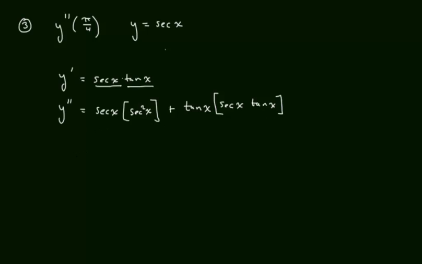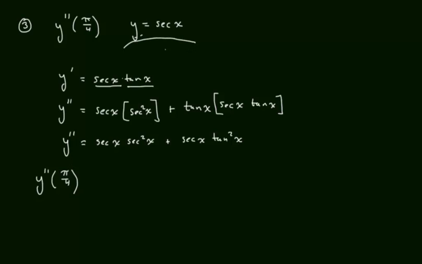And at this point, let's see. I'm going to keep this: secant x, secant squared x, plus secant x tangent squared x. So that's y double prime. So what we need to do now is find the value of that derivative at pi over 4. Meaning, let's not forget the interpretation, that's going to be the slope of the tangent to this curve at pi over 4. That's going to be the instantaneous rate of change of this function at x equals pi over 4.